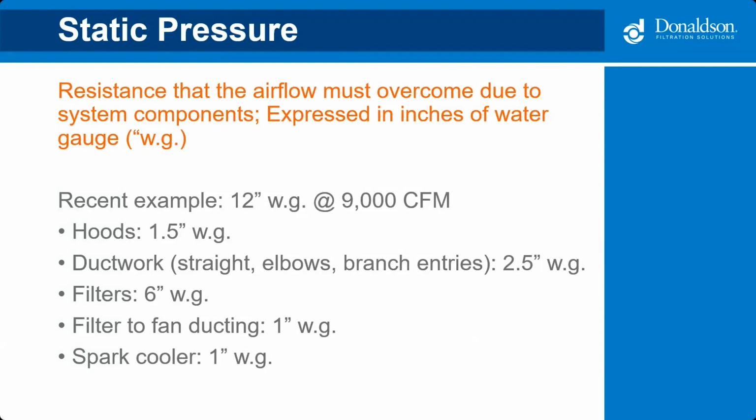Now, here's an example that I'm going to run through. We have a hood that totaled 1.5 inches of friction loss in the application. The ductwork, including straight runs, duct elbows, and branch entries, was 2.5 inches. The filter in the collector totaled 6 inches with dirty filters. And the filter to fan ducting was about 1 inch. And in this application, we had a spark cooler on it for dust mitigation. And that added another inch to it. So the total system static pressure for this particular project was 12 inches of water gauge.